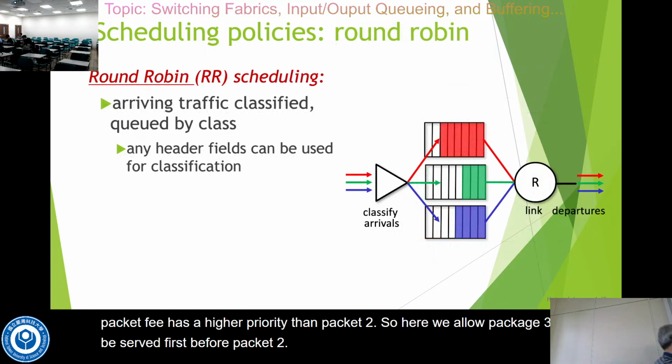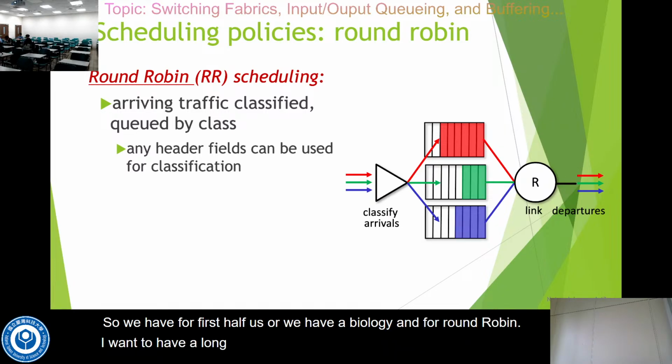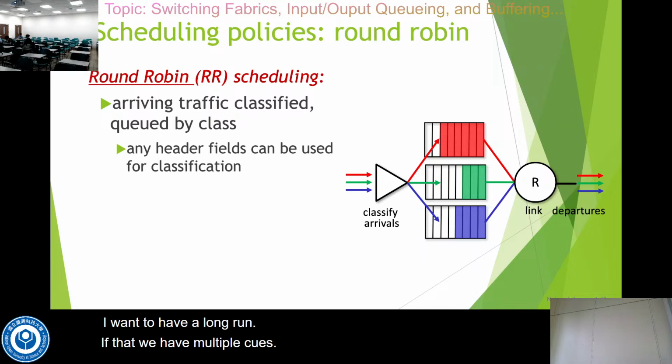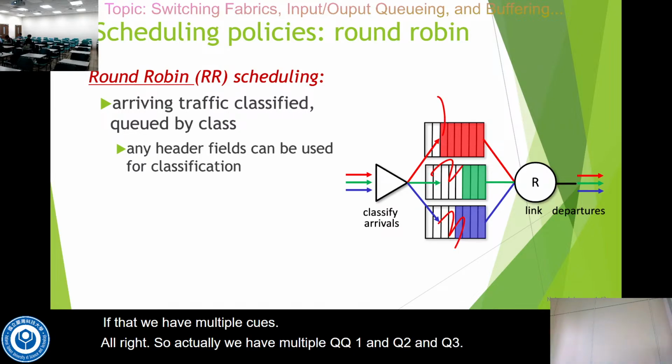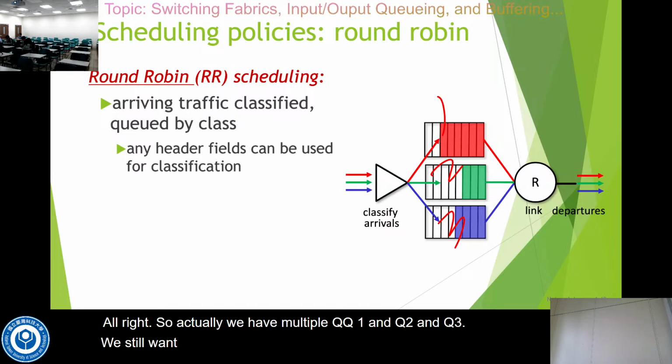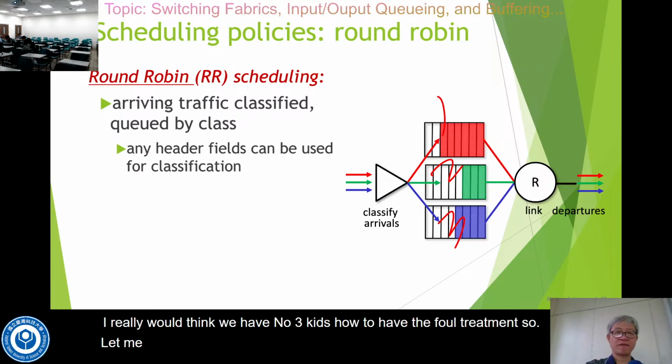Well, so we have first come first serve, and we have the priority. And for round robin, why do we want to have round robin? In fact, we have multiple queues. All right, multiple queues, Q1 and Q2 and Q3. At this moment, do we still want to have a priority? No. However, we think we have 3 queues, how to have fair treatment. So, let me mention this again, fair treatment.